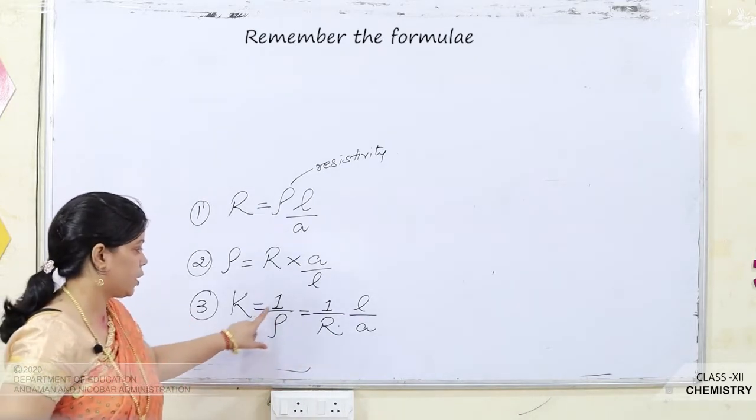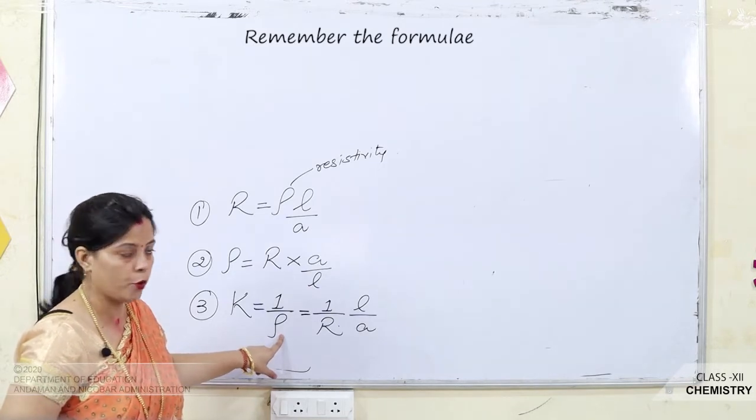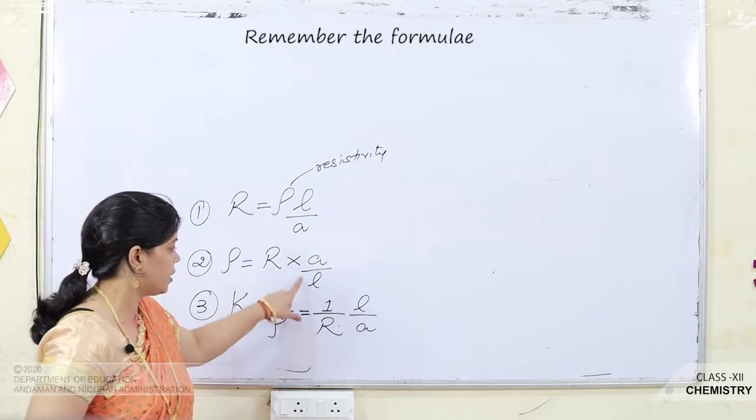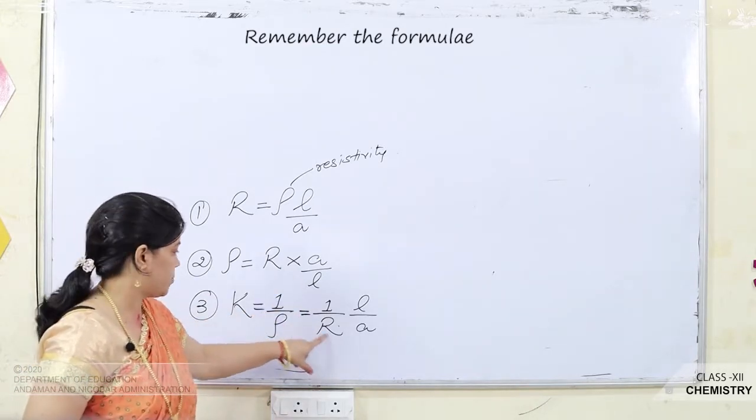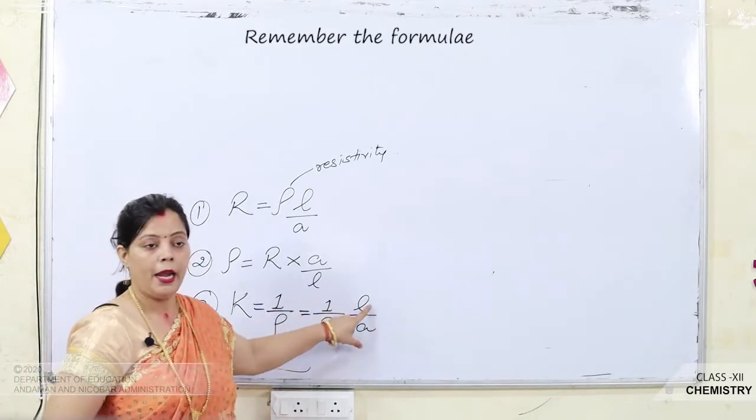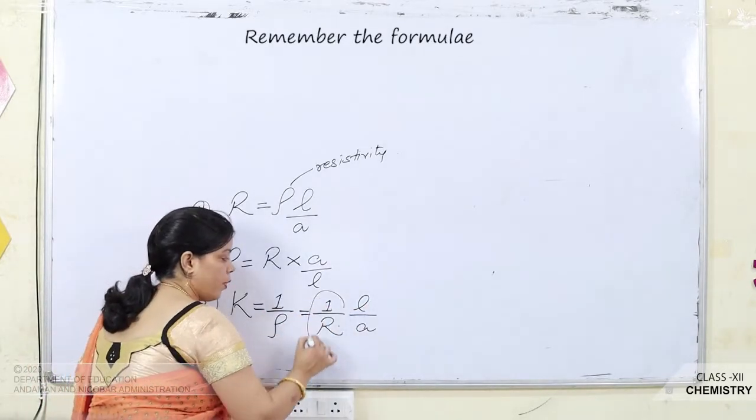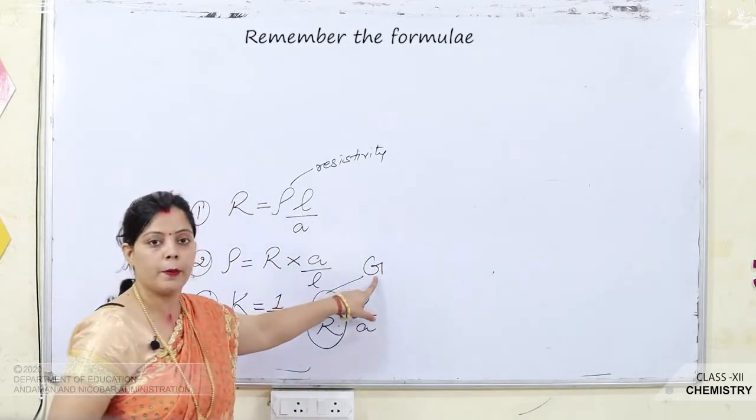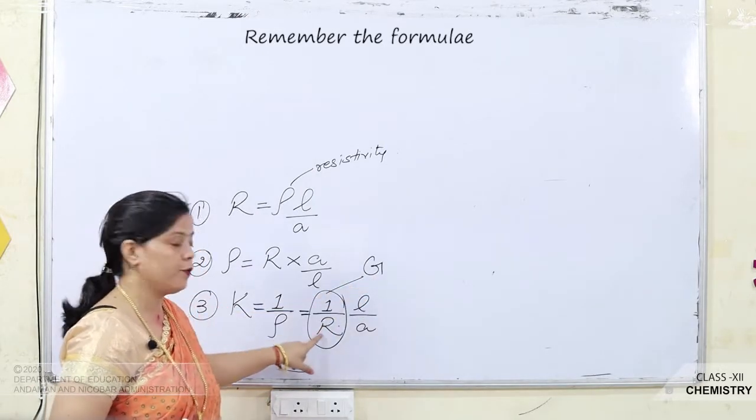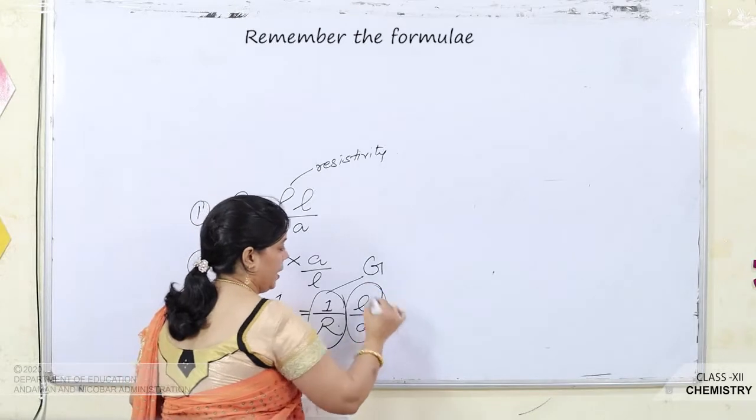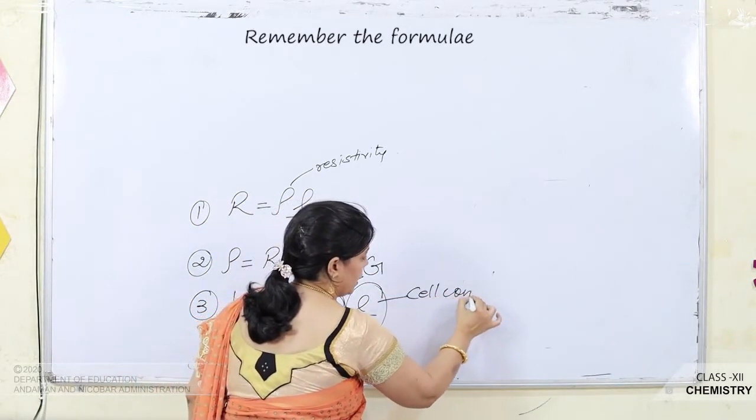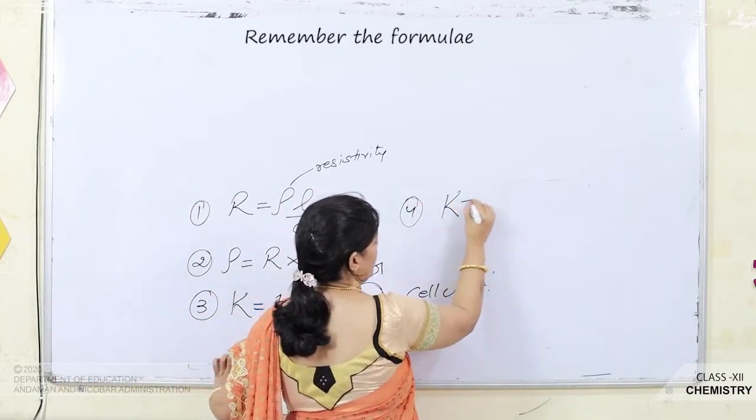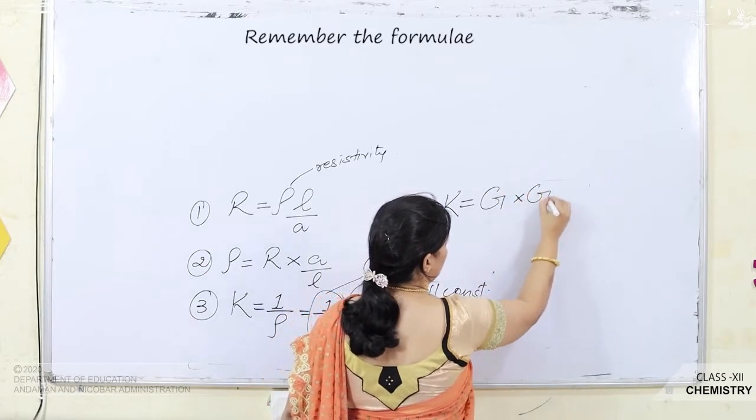That is, the conductivity is equal to 1 by rho, because the conductivity is the reciprocal of the resistivity, and the resistivity is equal to R into A by L. After substituting this value in place of resistivity, we got the expression: conductivity is equal to 1 by R L by A. Here children, this 1 by R is equal to what? That is equal to conductance, which is represented by capital G, and the conductance is the inverse of the resistance, and this L by A is a constant term that is named as the cell constant. So we got another expression, fourth, that is the conductivity is equal to conductance into cell constant.